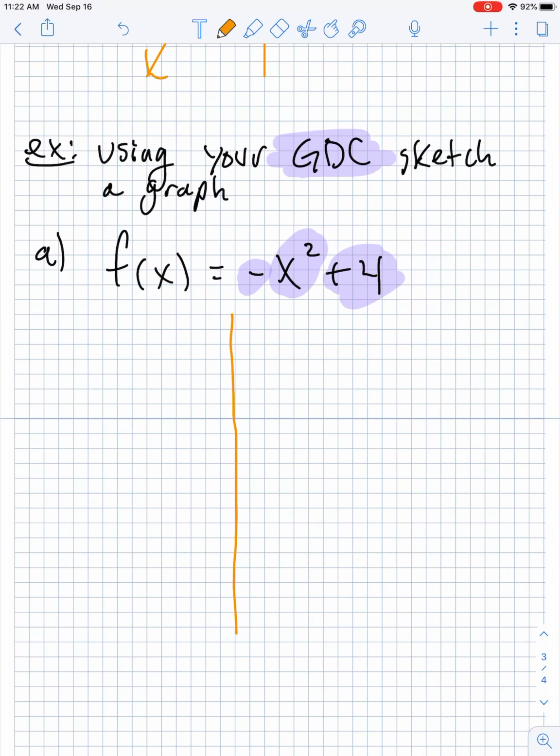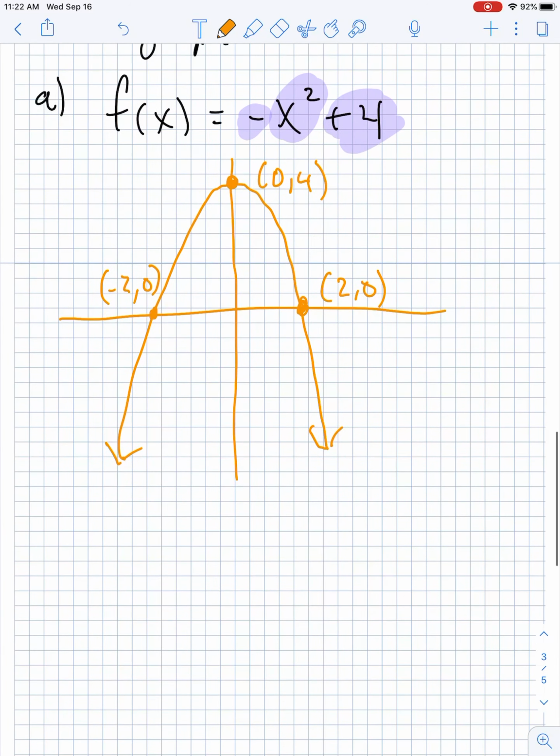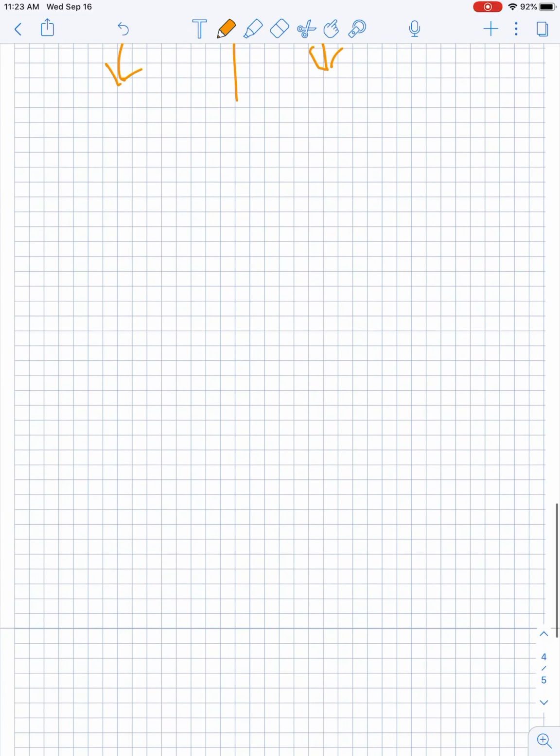So, looks something like this. Upside down parabola. The vertex at the top is at 0, 4. From your graphing calculator, you can figure out these are 2, 0 and negative 2, 0. Next up, last one, still using your GDC.